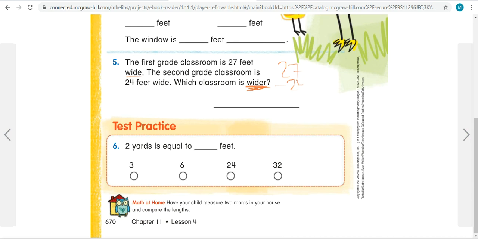And on the last part, 2 yards is equal to how many feet? Remember that 1 yard has 3, so 2 yards have 6. The answer is 6.